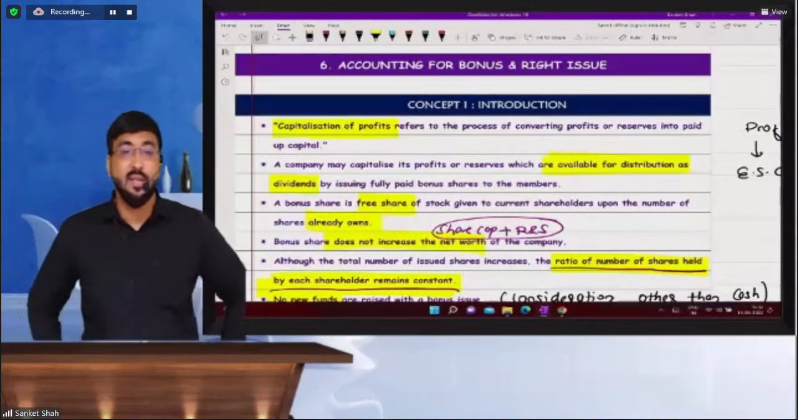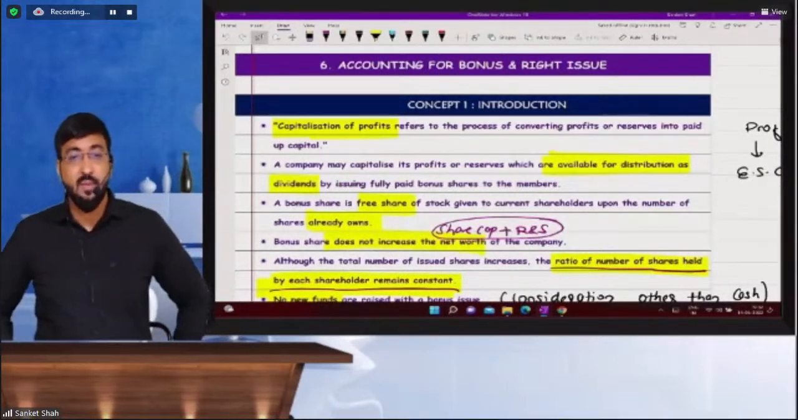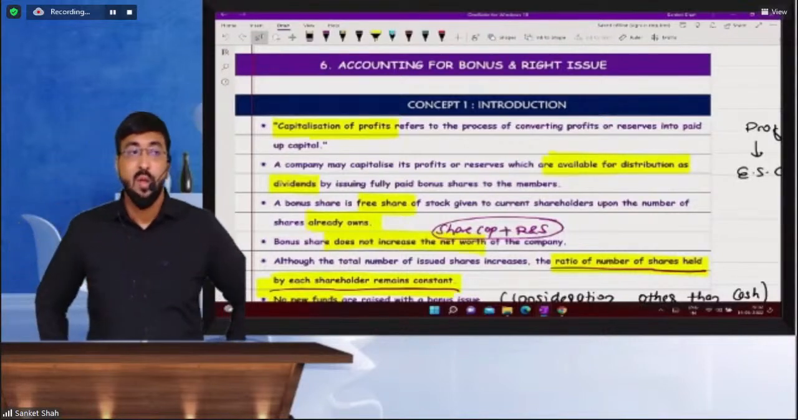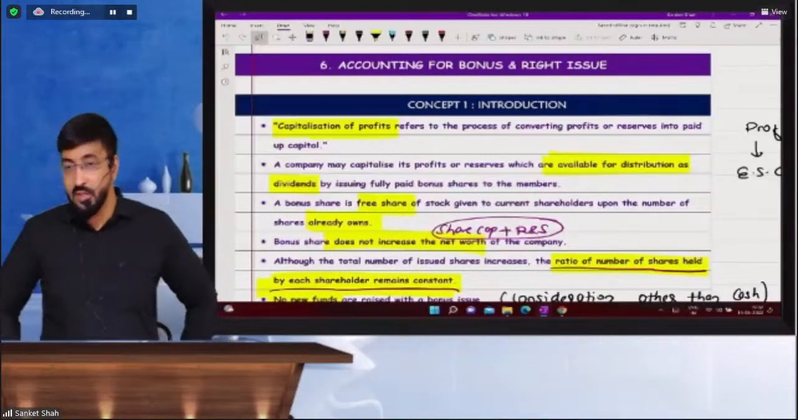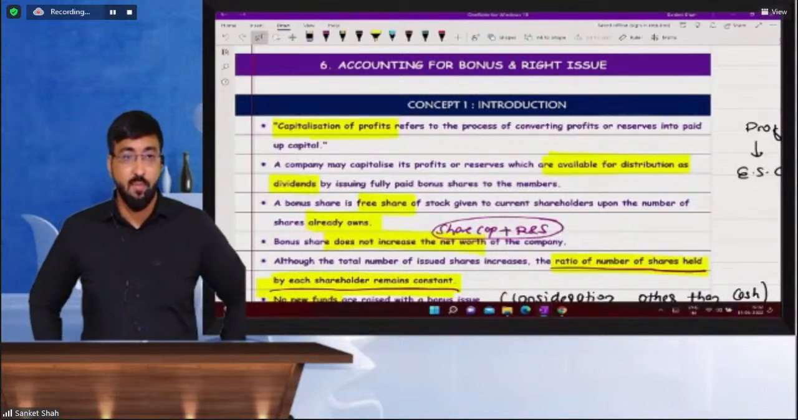Non-current liability is the second one. In that you have long-term borrowings, deferred tax liability, other long-term liabilities, and long-term provisions. Under current liabilities, you have four items: short-term borrowings, trade payables, other current liabilities, and short-term provisions.